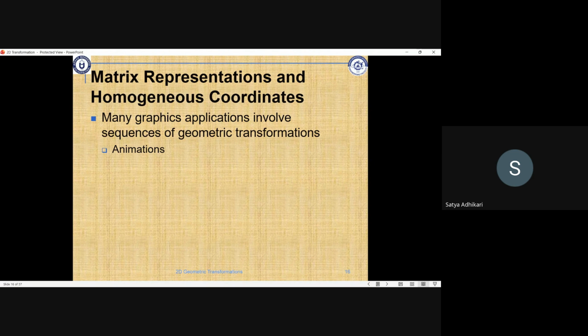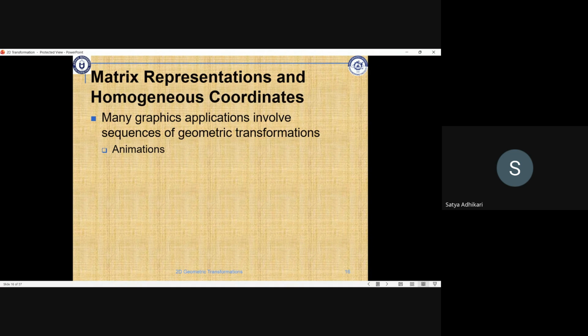Many graphics applications involve a sequence of geometric transformations, which is known as composite transformation. That is, at a time we can use more than one transformation method on a single object.